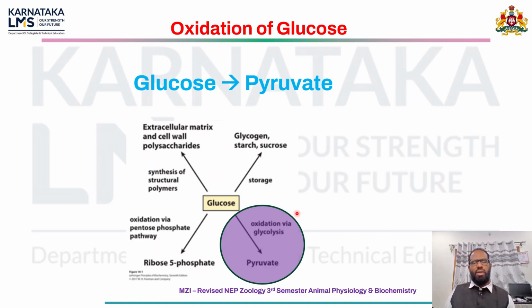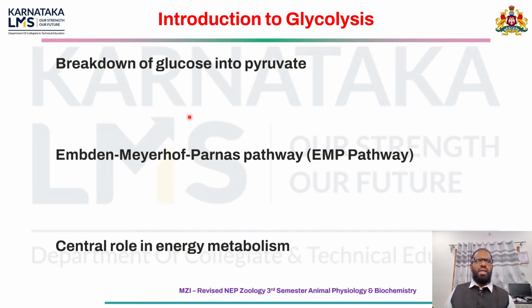And in this video, we are going to concentrate our discussion on the oxidation of glucose by means of glycolysis. Glycolysis is one of the very, very important metabolic pathways. This pathway is not only present in aerobic organisms, it is also present in anaerobic organisms. And what is the meaning of glycolysis?